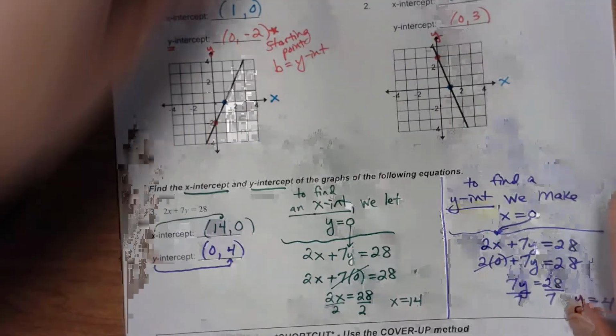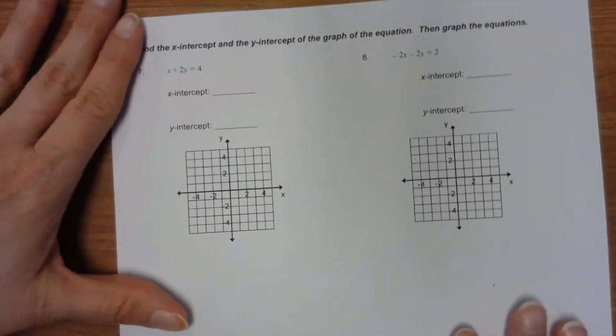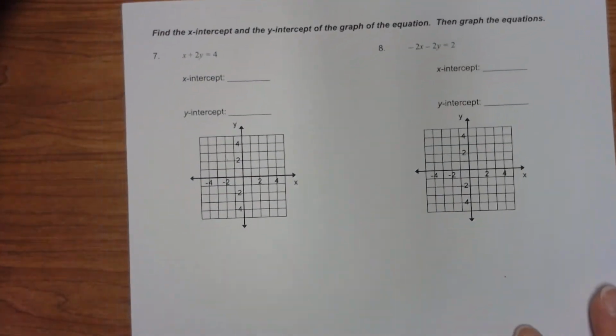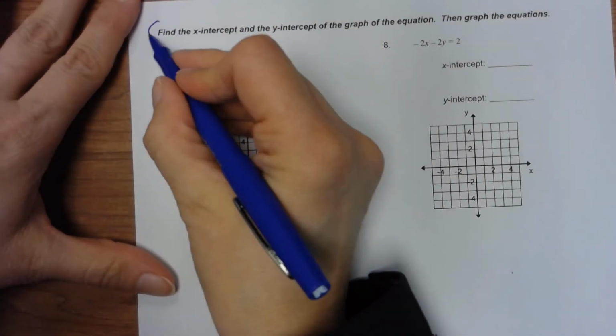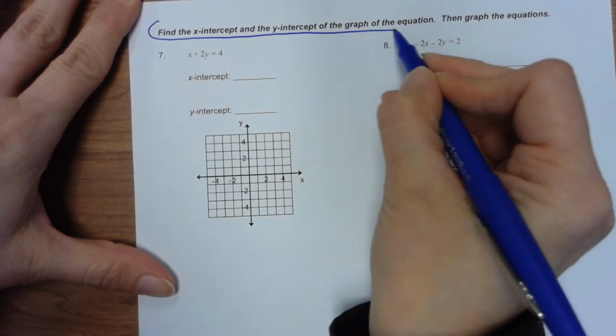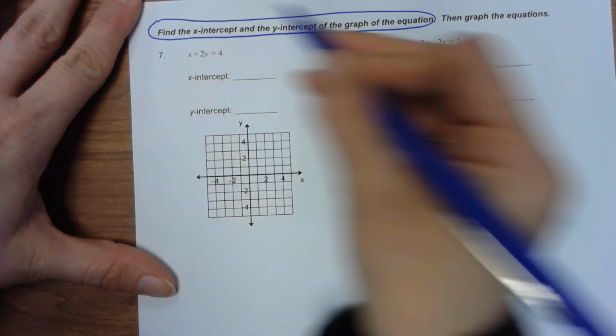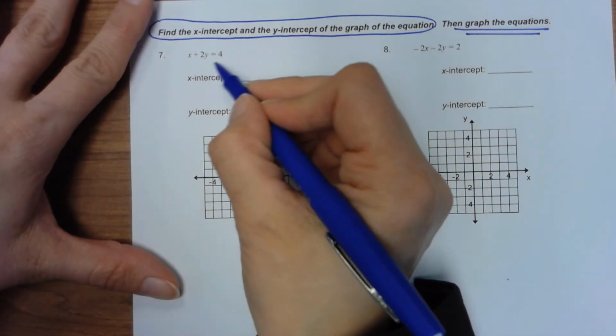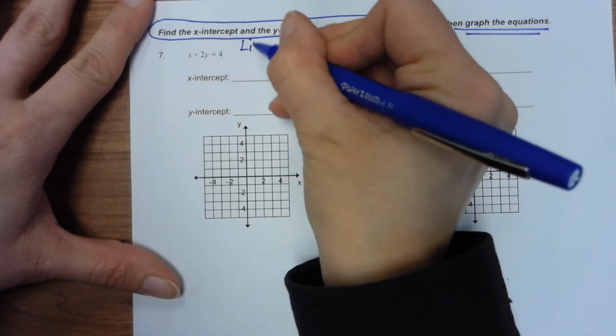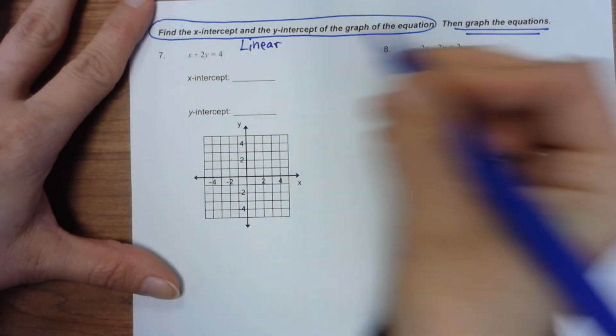Okay. All right, let's turn the page. Why are we finding intercepts? Really, so that we can do a good job of graphing the line. Take a look at how easy graphing is when you use the intercept method. Find the intercepts of the graph, and then graph the equation. And I notice right here that this is linear, so it's going to be a straight line.